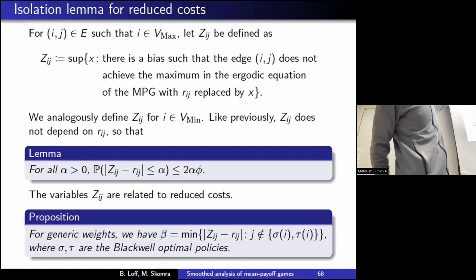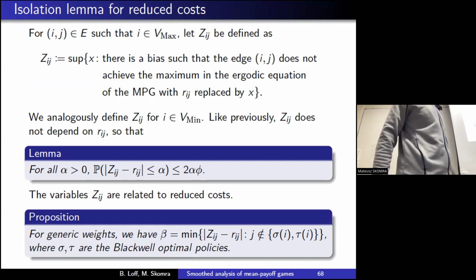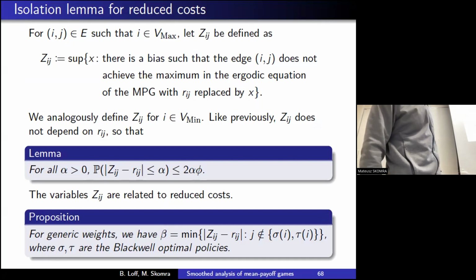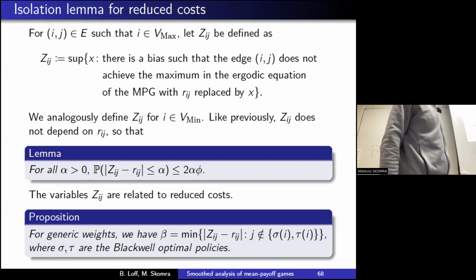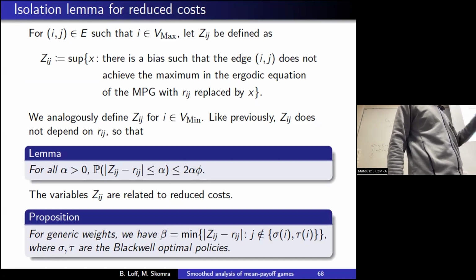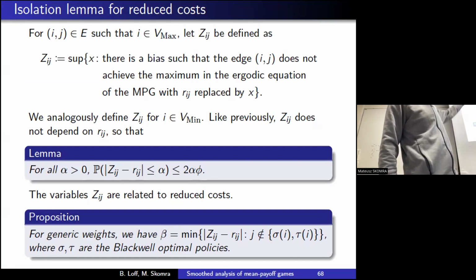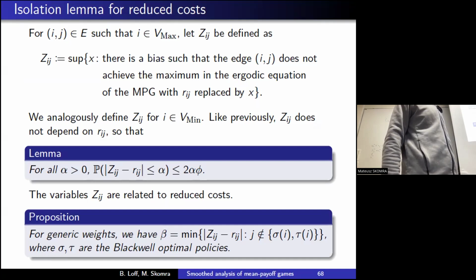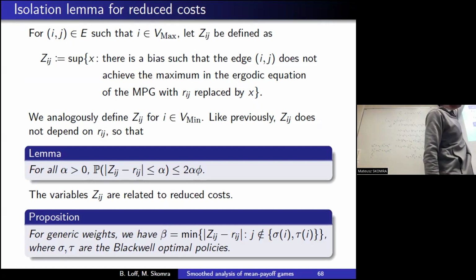So here you have the definition of the threshold variable that will achieve this for you. As you can see, it takes a few lines. The definition of the threshold is: there is a bias such that the edge does not achieve the maximum in the ergodic equation of the mean payoff game with R_ij plus x. So again, you take an edge parameterized by x, and this is the threshold. You have to carefully choose the words, right? But if you do, as previously, this doesn't depend on R_ij because it's a threshold when you parameterize.